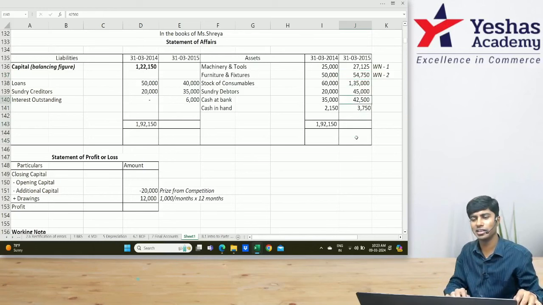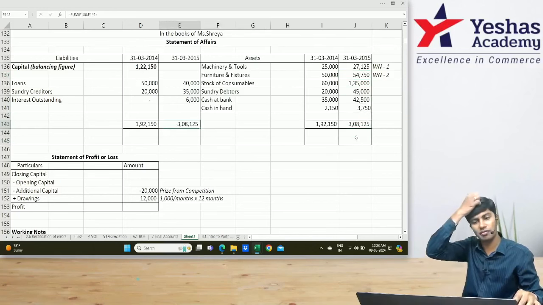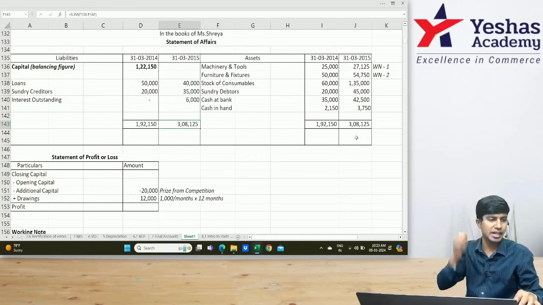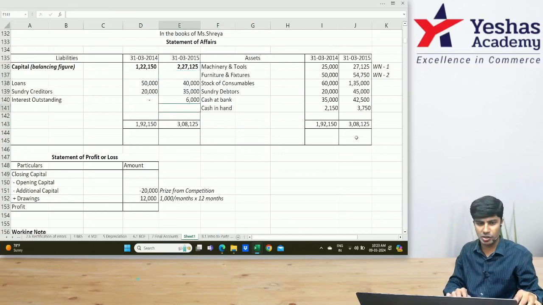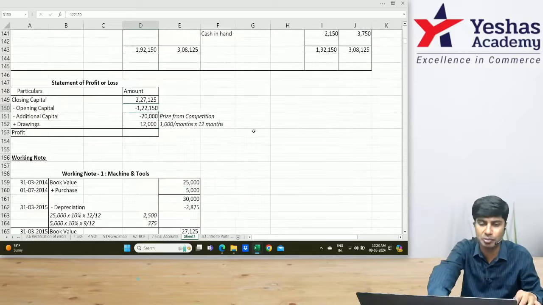Tell me the total. 3,08,125. Minus 75 plus 681. 227,125. Come on, let's write this. Closing capital 227,125 minus opening 122,150. Identify the profit.